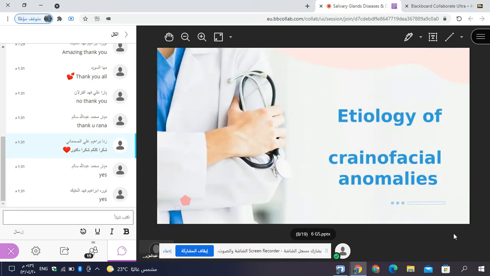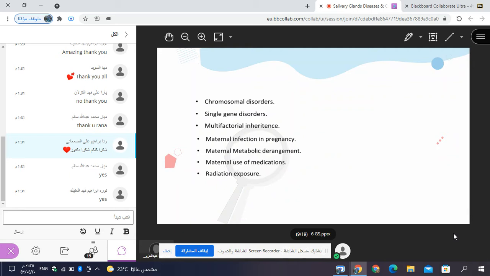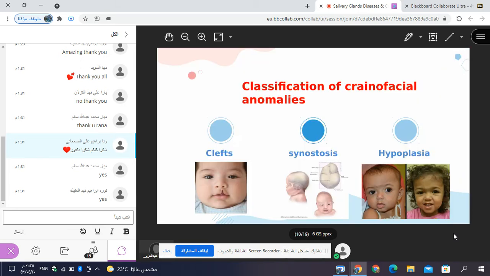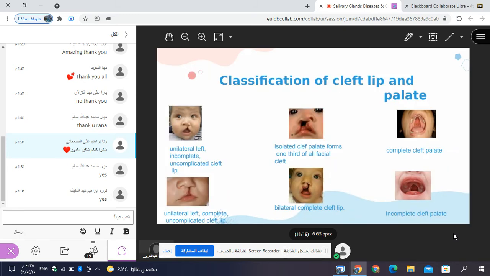For the etiology of the craniofacial anomalies, there are multiple causes. We have chromosomal disorders and single gene disorders, infection during pregnancy or use of medication during pregnancy, and also metabolic disorders and radiation exposure. For the classification of craniofacial anomalies, we have different types.